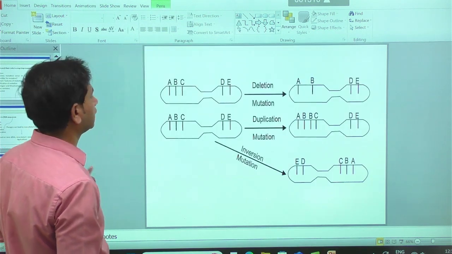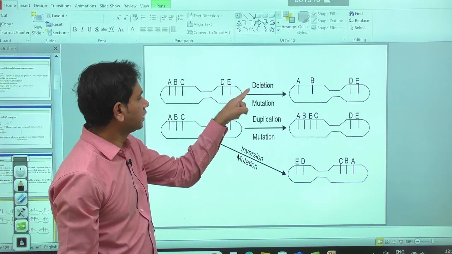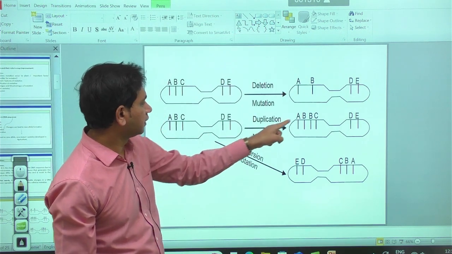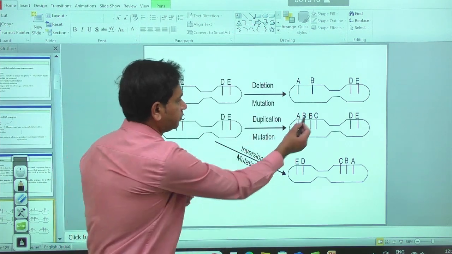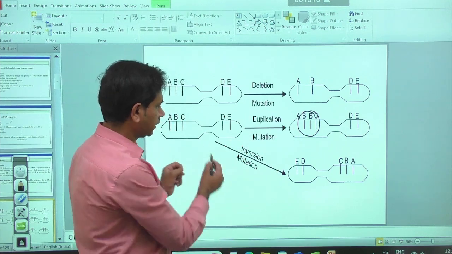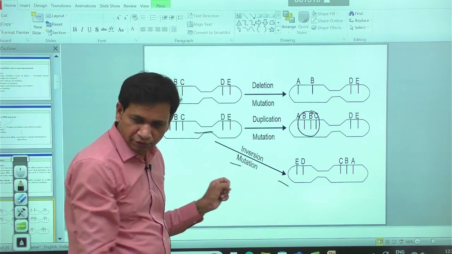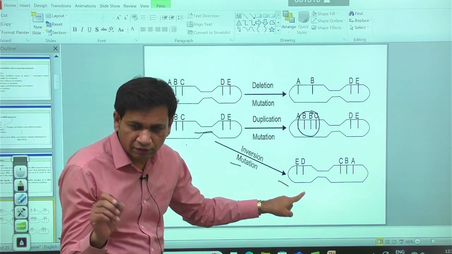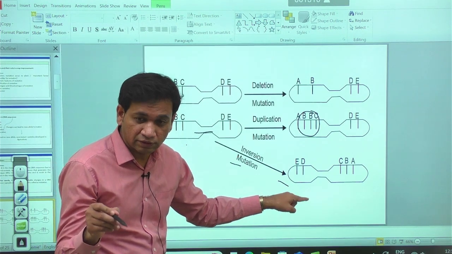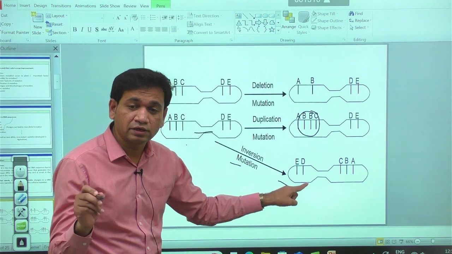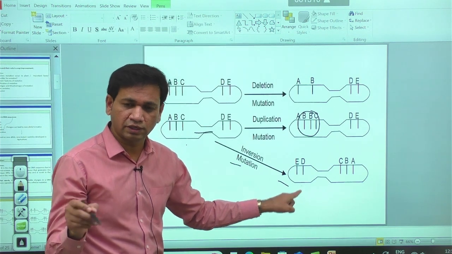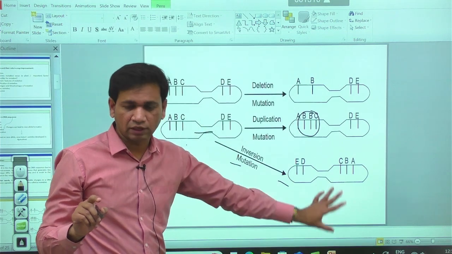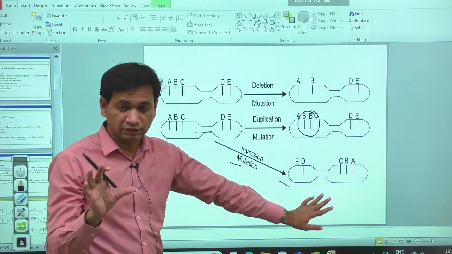Here are a few examples. We have A, B, C, D, and one is the deletion type of mutation. Another is A, B, C, D where B is reflected two times. That is duplication. Another is the inversion type of mutation. So one is the original chromosome, another is the recombinant chromosome. Recombinant means whatever result we are getting, that we call the recombinant chromosome. Resultant chromosome or recombinant chromosome, both terms are the same. You have to remember original chromosome and recombinant chromosome. The terminology is important.